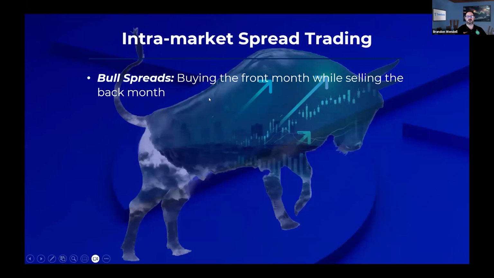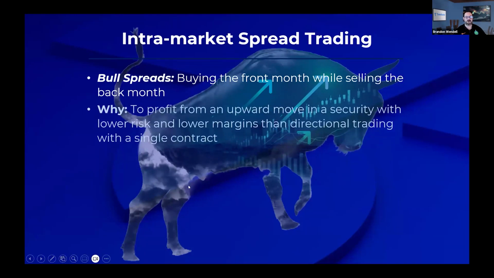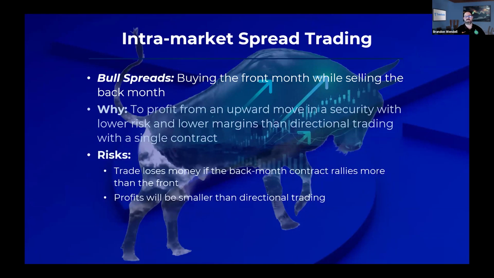That's a bull spread. If we buy the front month while selling the back month, you're basically anticipating that the front month will move up faster than the back. And we profit from that moving faster. And as you saw, the margins are ridiculously low. That also means the risk is much lower and the reward will be much lower. You're not going to get the same type of rewards as if you bought the NASDAQ and used $31,000 in margin. So if the trade does lose money, it's if the back month rallies more than the front. And of course, the profits, as I just said, will be much, much smaller than if you did directional trading instead.